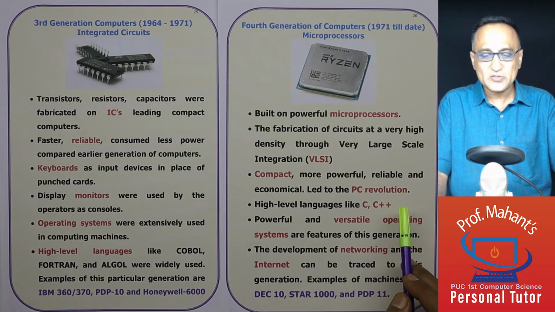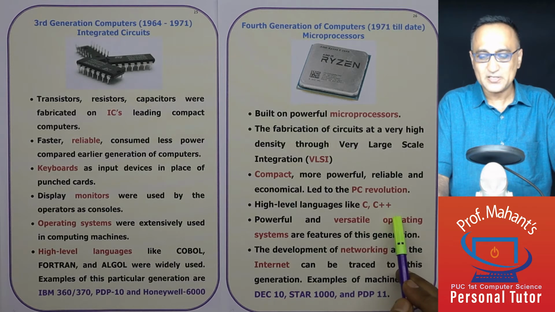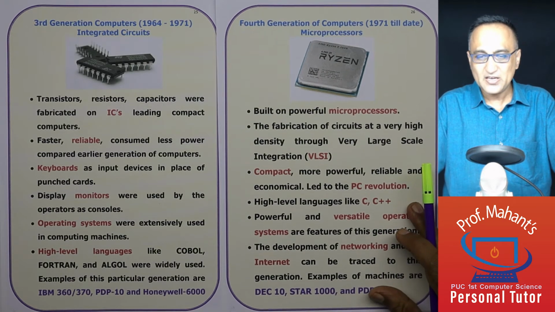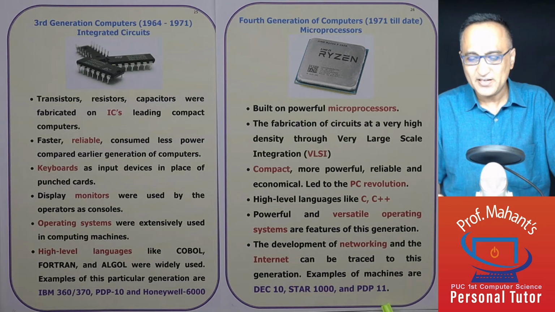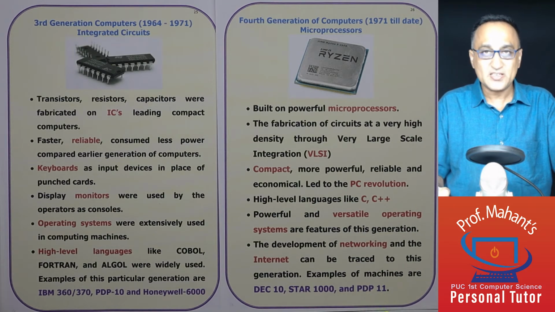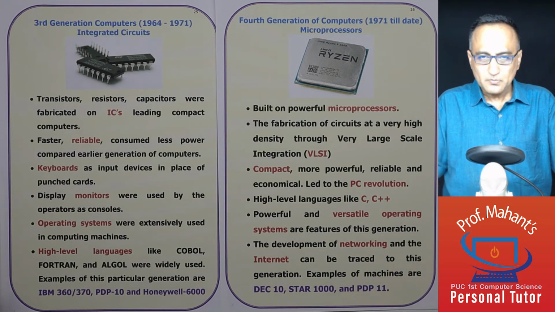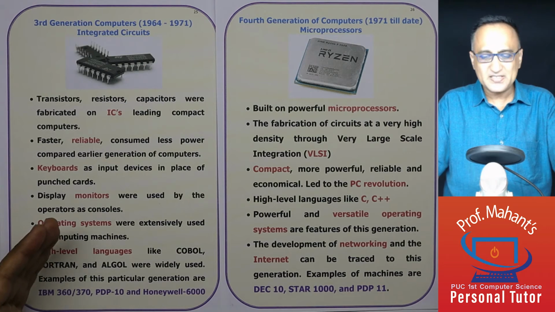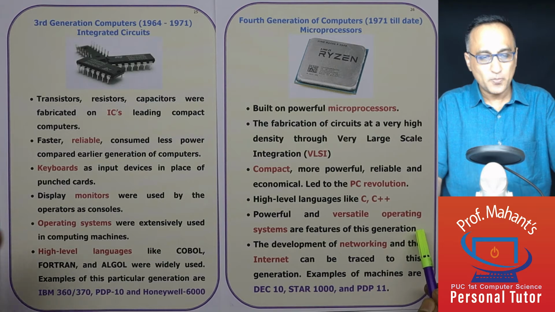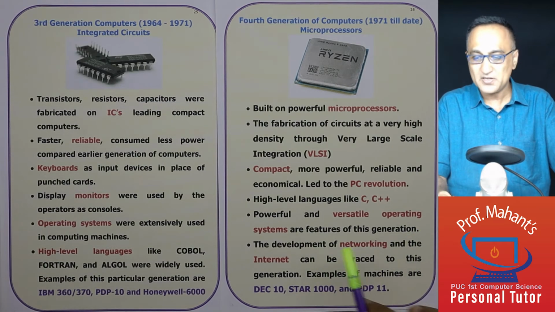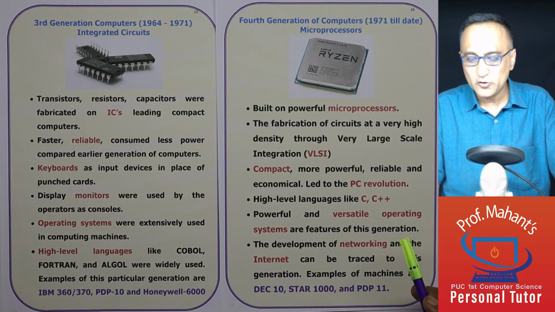An important thing in this particular generation was the introduction of high level languages like C, C++. In fact, the language C was developed on a machine called PDP-11. PDP-11 has a historical importance in the development of C. Now, the operating systems were quite basic earlier, but here powerful operating systems began to come into the picture. Operating systems were there in the previous generation, but they became much more powerful. You had Windows, you had Unix, and all those coming into the picture.